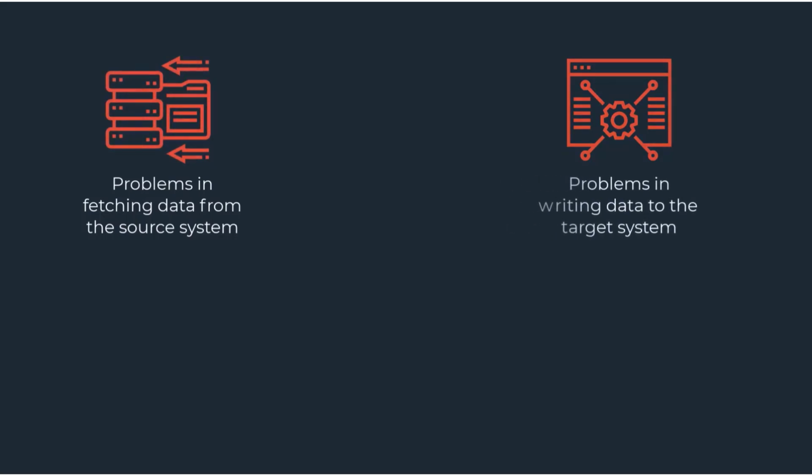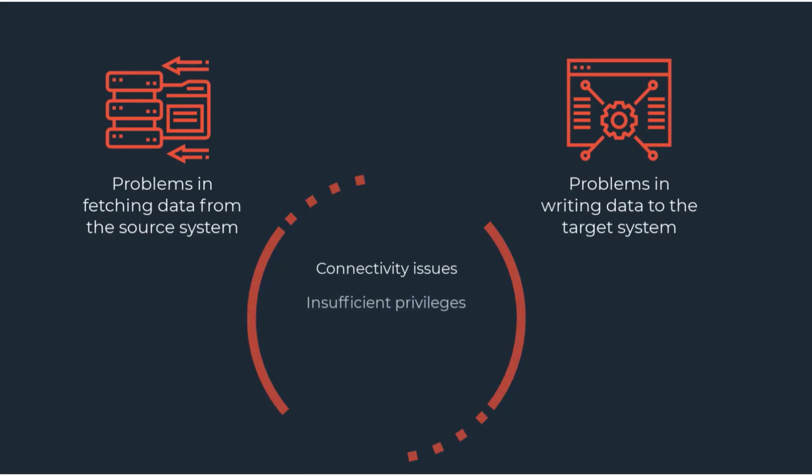The second reason why a sync can fail is when the integration gets an error while writing data to the target system. The common reasons why a sync may fail while writing to the target are connectivity issues, insufficient privileges, some changes to the privileges assigned to the integration user, wrong mapping, and so on.